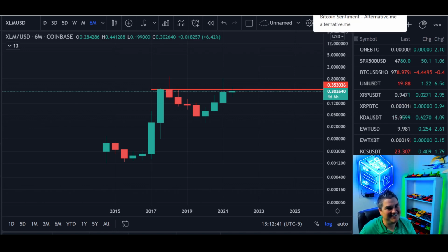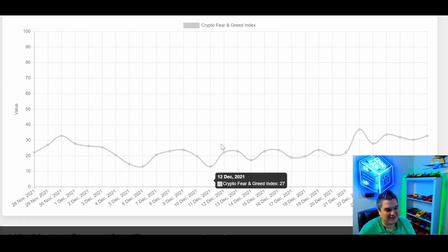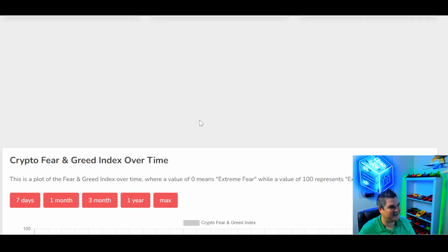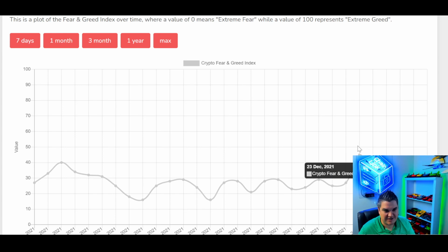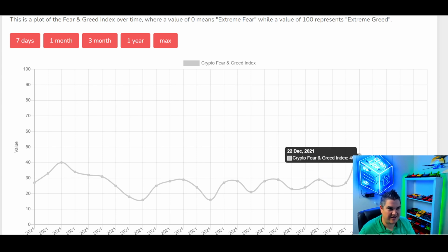So, Crypto Fear and Greed Index. I've made a lot of videos on it. We're at 40. We're still in fear. We're making higher lows. We need to take out this high, and we can get the market moving back very bigly.